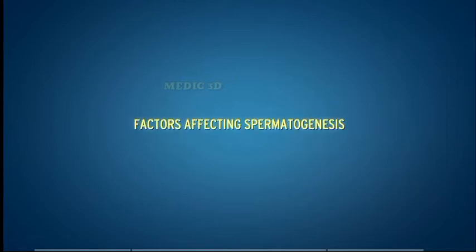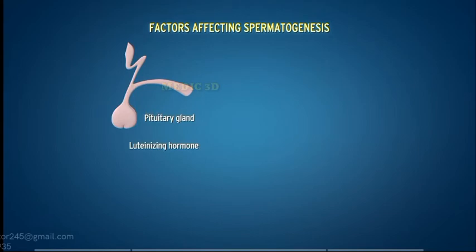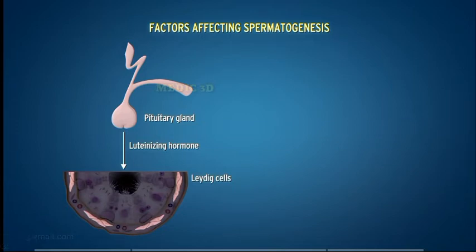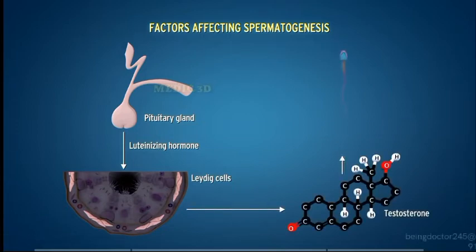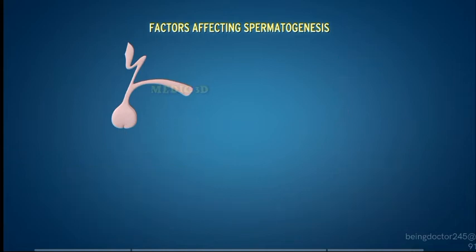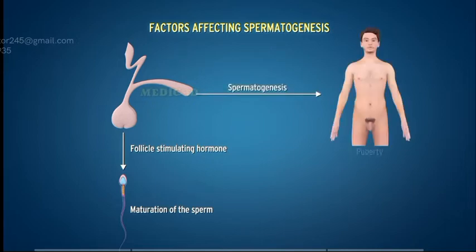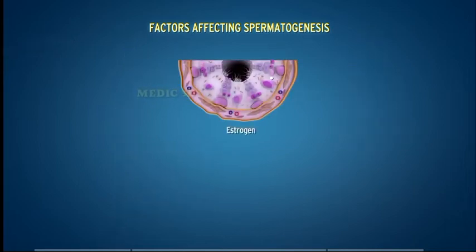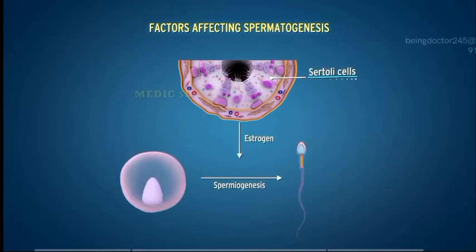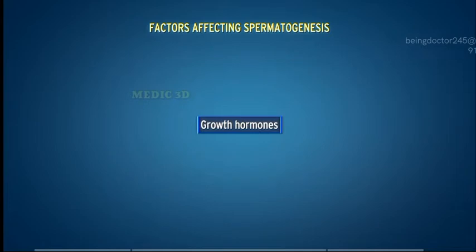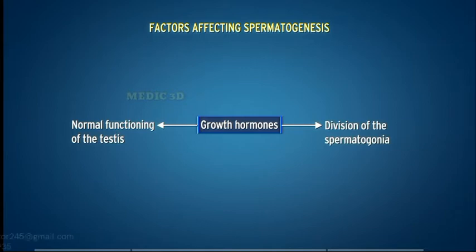Factors affecting spermatogenesis. Luteinizing hormone, which is secreted by the anterior pituitary, stimulates the Leydig cells to secrete testosterone, which increases the formation of sperms. Similarly, follicle-stimulating hormone secreted by the anterior pituitary also facilitates the maturation of the sperm and also initiates spermatogenesis at puberty. Estrogen, which is secreted by the Sertoli cells, aids spermiogenesis. Growth hormones are necessary for the normal functioning of the testis and also division of the spermatogonia.